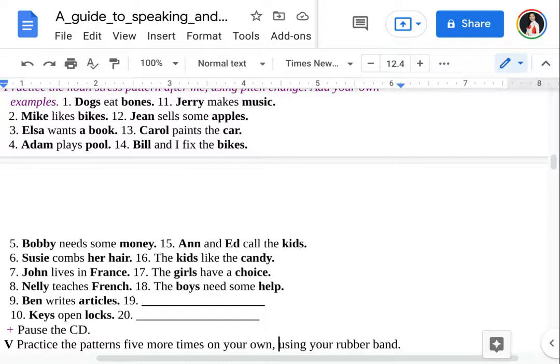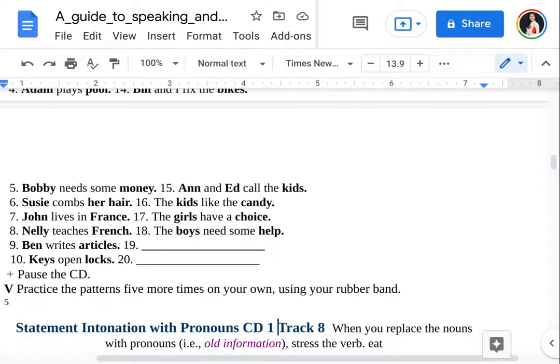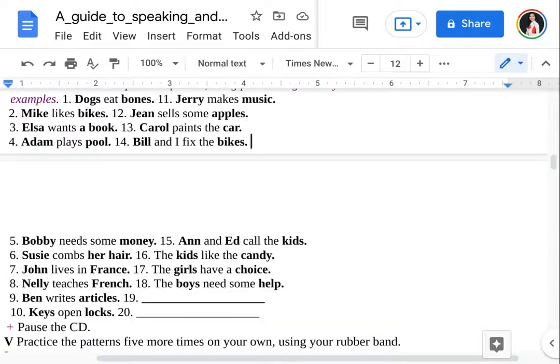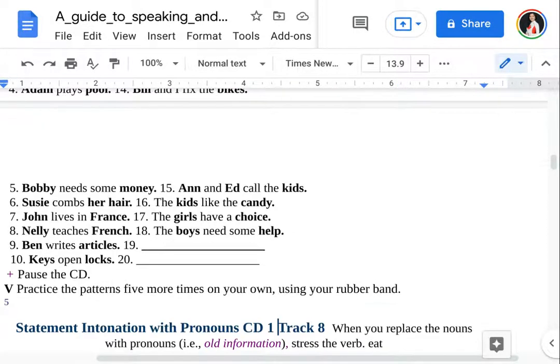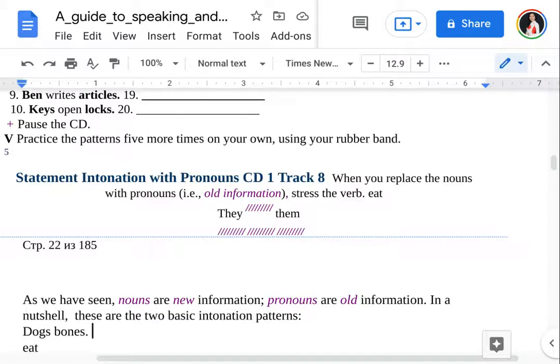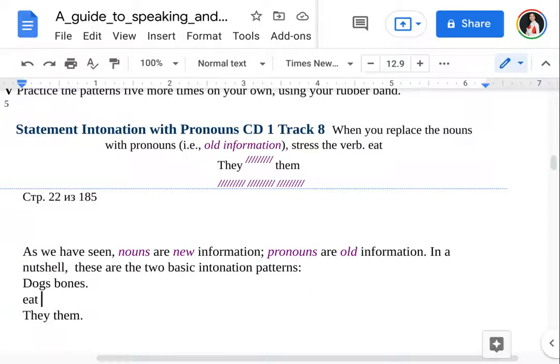Pause the CD. Practice the patterns 5 more times on your own using your rubber band. Statement intonation with pronouns. When you replace the nouns with pronouns, old information, stress the verb. They eat them. As we have seen, nouns are new information, pronouns are old information. In a nutshell, these are the 2 basic intonation patterns. Dogs eat bones. They eat them.